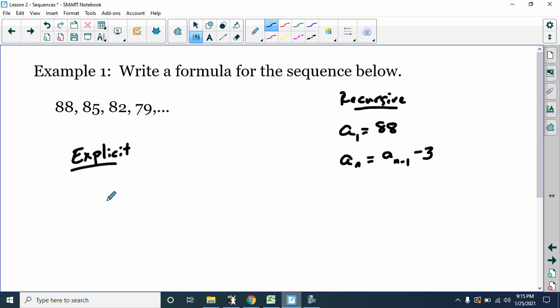To get the explicit formula, there are a couple of different ways you could do it. One way is you could recognize that this is an arithmetic sequence because we're adding or subtracting the same thing over and over again. And then maybe you remember the formula for an arithmetic sequence. We did it way back in August, September. So it would be a sub n is equal to a sub 1, 88, plus the common difference, which is negative 3, times n minus 1.